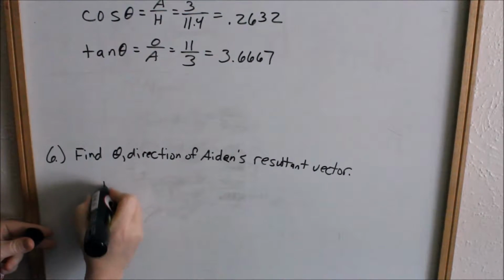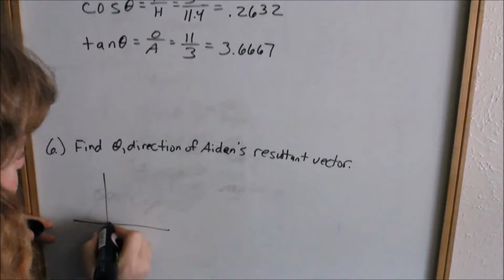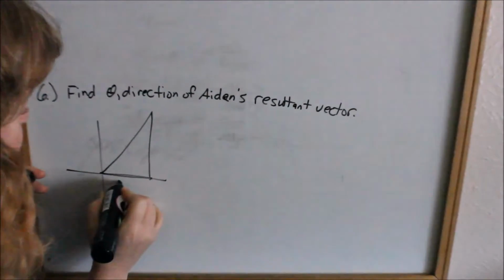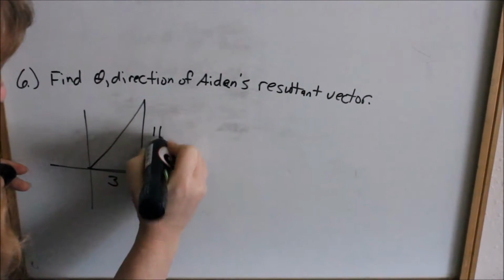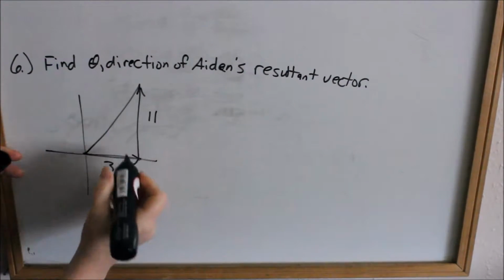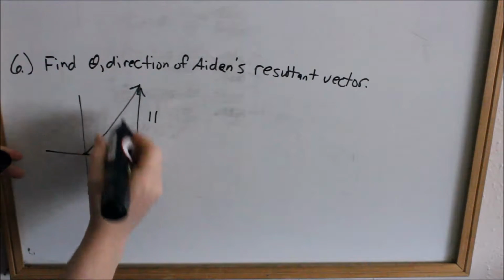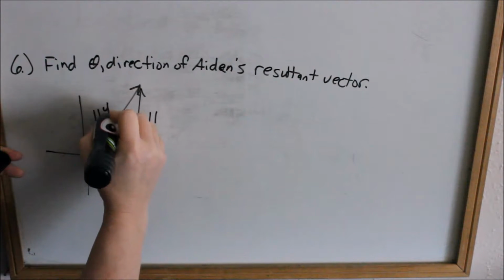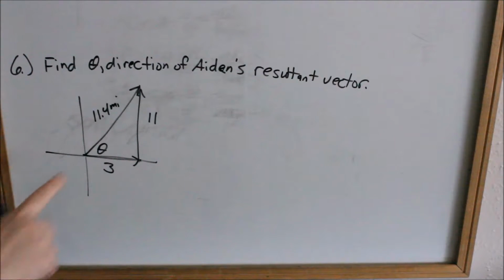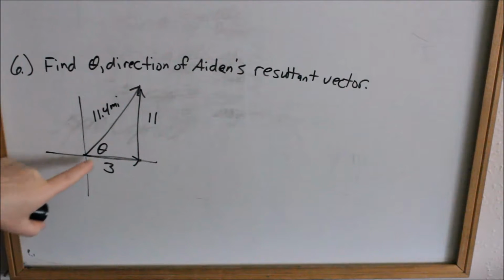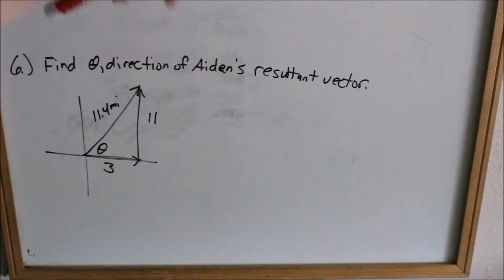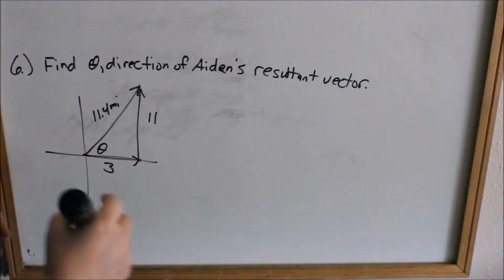Okay, I'm going to redraw my picture down here. So here's a triangle that we had. We had this triangle, and that was 3 miles, 11 miles. I was going 3 miles to the east, 11 miles north. And so your resultant ended up being 11.4 miles. And we're trying to find theta. So if we need to find theta, we can use any one of those trig functions.